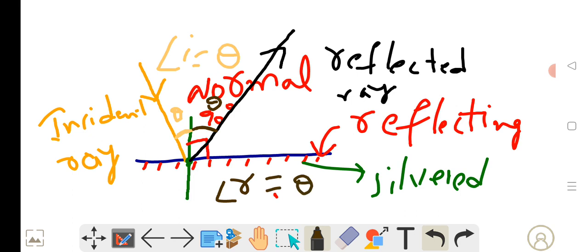So with this you can conclude that the angle of incidence will be equal to the angle of reflection always, whatever the surface may be. And the incident ray, the reflected ray and the normal at the point of incidence, take it as O, will lie on the same plane. So the incident ray, the normal to the surface at the point of incidence, and the reflected ray all lie in the same plane.